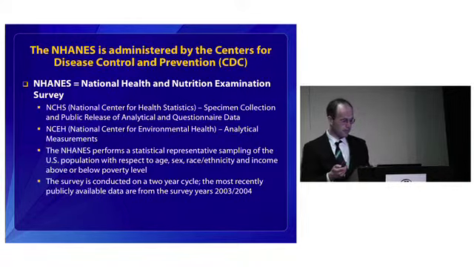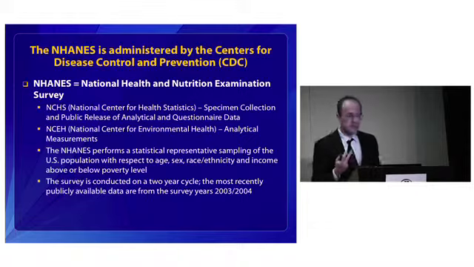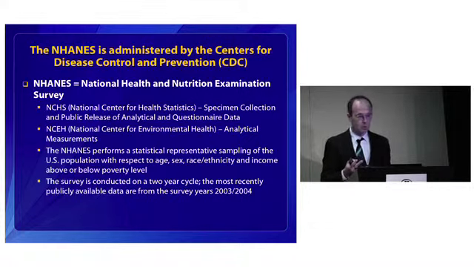NHANES survey. NHANES is a statistical representation of the US population's exposures to environmental contaminants, but also nutritional markers. And it's statistically representative based on age, sex, race, ethnicity, and income above or below the poverty level. And it's conducted on a 2-year cycle basis.